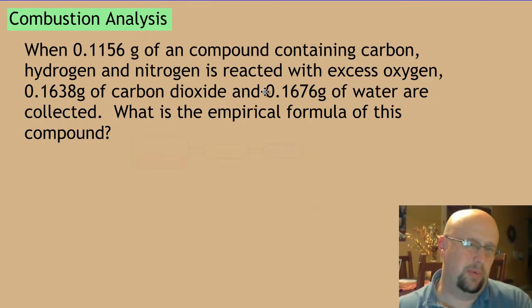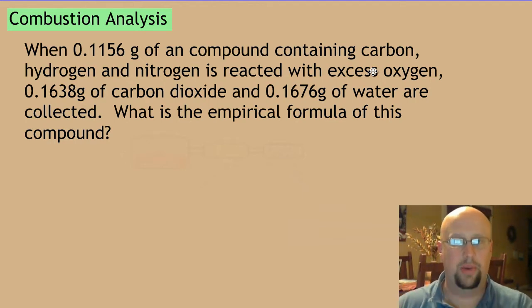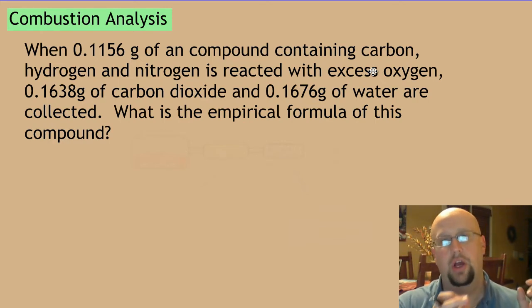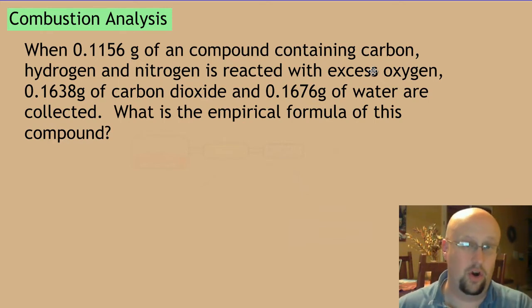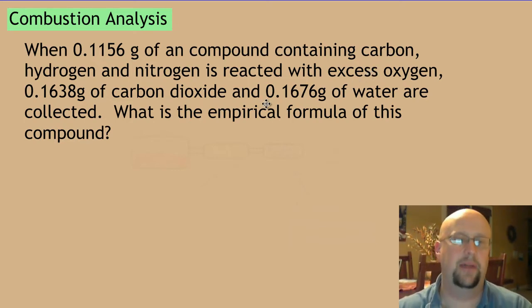So this might be a sample problem. We've got 0.1156 grams of a compound. That compound contains carbon, hydrogen, and nitrogen. Okay, so that makes this a little bit more complicated. The nitrogen part will make this a little harder than some of the problems. And we're going to react it with excess oxygen. Now again, that excess oxygen is important because that means that the main products are going to be carbon dioxide and water, as opposed to carbon dioxide, carbon monoxide, and a bunch of other garbage. Okay, we want that excess oxygen or an abundance of air or something like that. And what is produced is 0.1638 grams of carbon dioxide and 0.1676 grams of water.